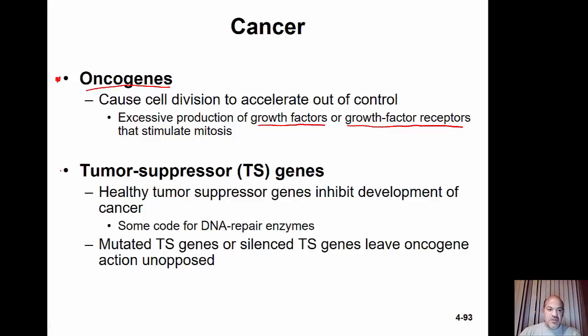Then we have another group of genes called tumor suppressor genes. Healthy tumor suppressor genes inhibit the development of cancer. Some of them code for DNA repair enzymes, and a mutated or silenced tumor suppressor gene will leave those oncogenes we talked about earlier unstopped or unopposed. So basically the tumor suppressors are kind of like the brakes for the oncogenes, to help balance. If we have mutations or carcinogens affecting these tumor suppressors, that could be a problem.